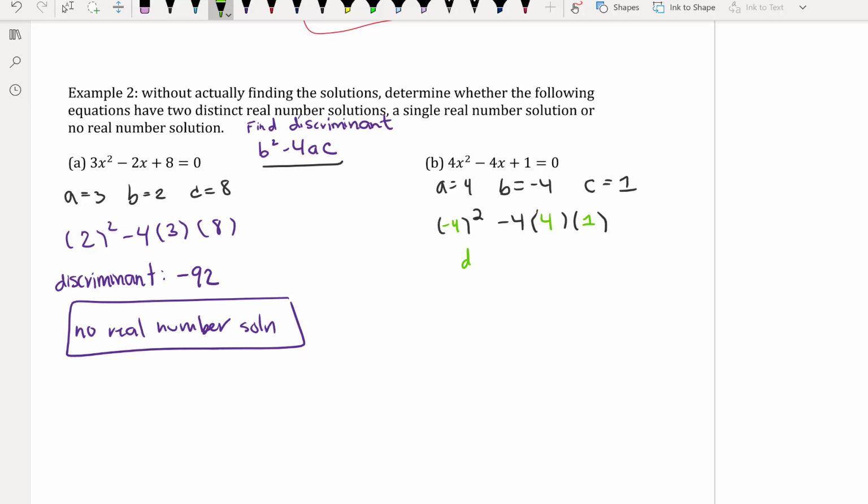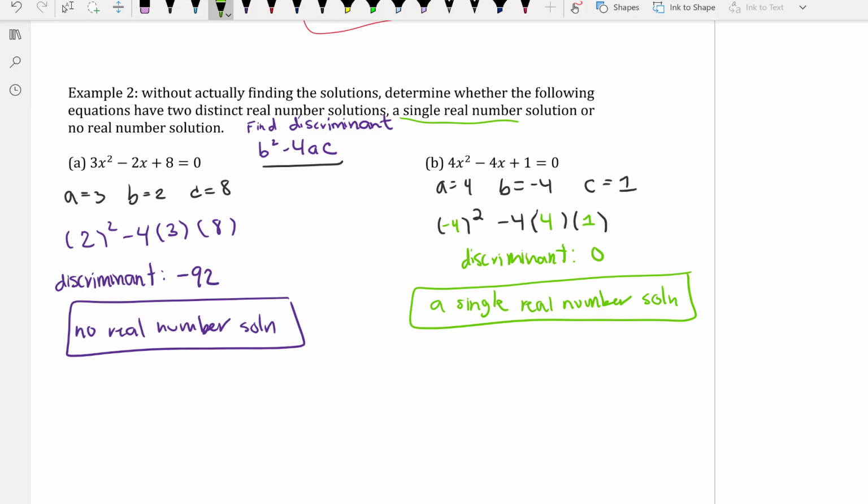So this is my discriminant, which is going to be equal to 0. Since it's equal to 0, if you remember, I'm going to have a single solution. So I have a single real number solution.